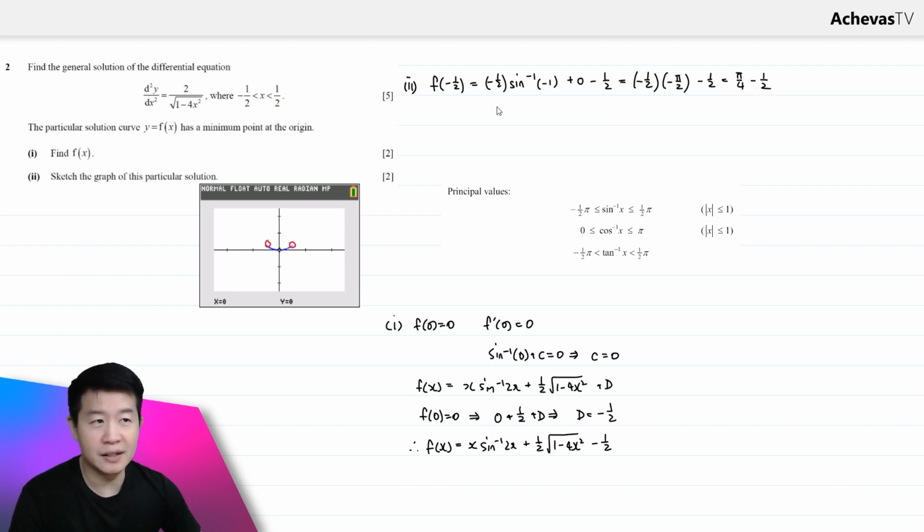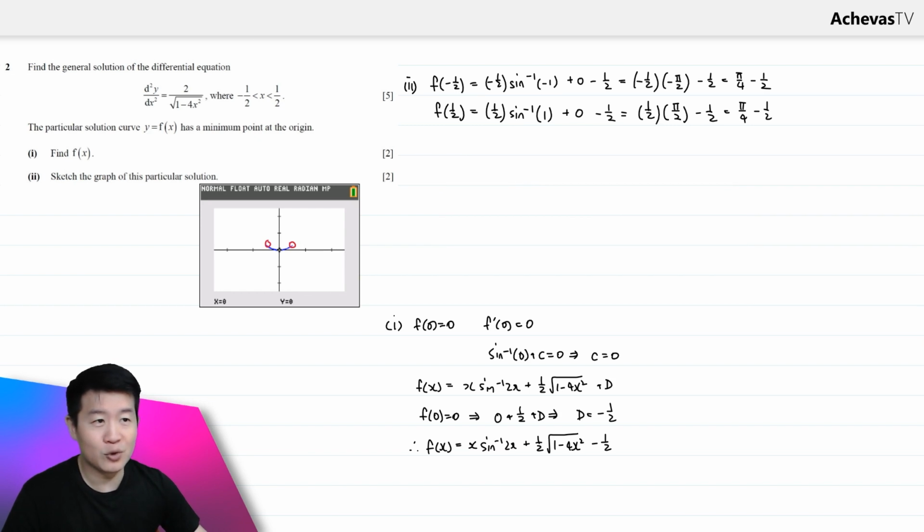Similarly, for the other end, that is when x is equal to 1/2. So f(1/2) is going to be equal to 1/2 sine inverse of +1. And again, I'm going to be making use of this. Here, this part will be 0 again. This is going to be equal to this, and we will have a 1/2. And since the output of sine inverse is also going to be between -pi/2 and pi/2, for this sine inverse 1, it is going to be equal to pi/2, then -1/2. So this will end up with pi/4 - 1/2 also.